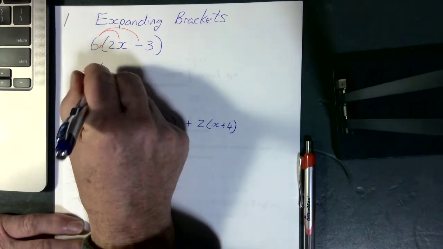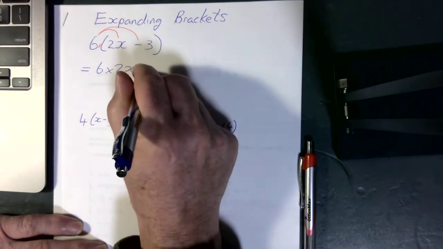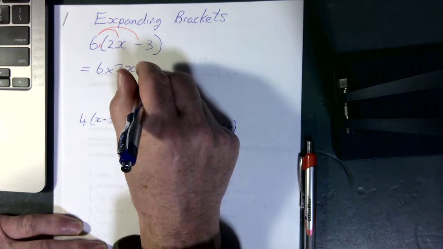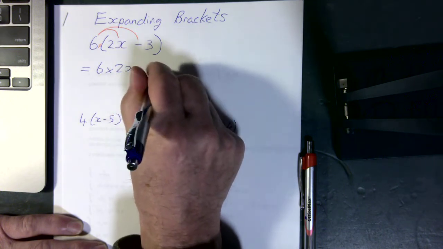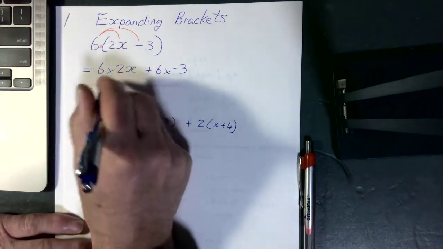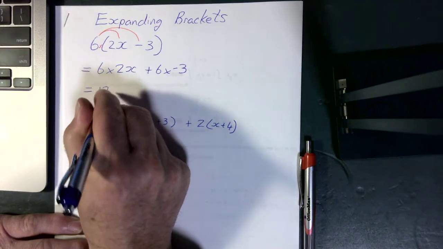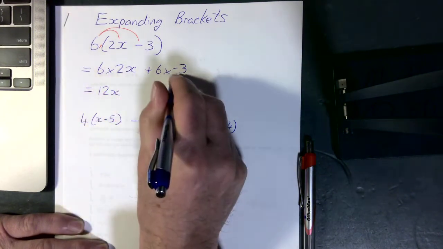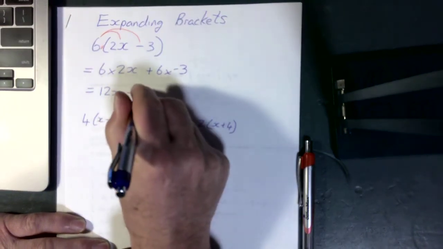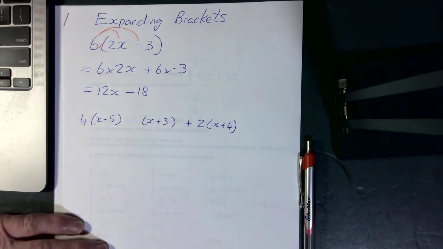And I can write it the long way if I want. I wouldn't normally bother with this. I would normally go straight to this line I'm about to write down. 6 2s are 12, so I've got 12x. And 6 times -3 is -18. And that's what we call expanded.